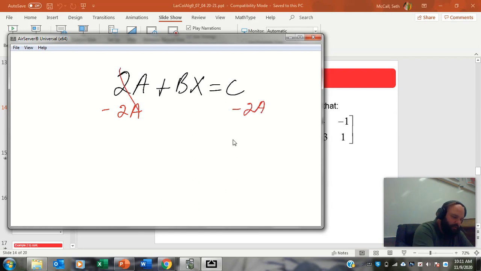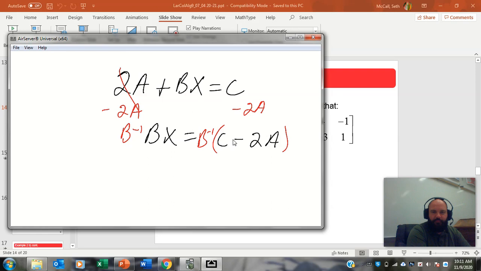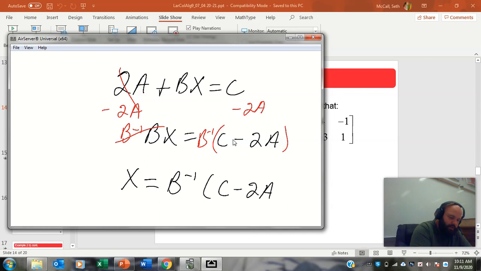That cancels. So we are left with bx equals c minus 2a. And now I need to get rid of this b that is still on the x. So I'm going to multiply it by b inverse, and then I'm going to multiply this thing by b inverse. Notice again, the b inverse is on the left of both parts of the equation. So the b times b inverse goes away, and we're simply left with x equals b inverse times c minus 2a. And so this right here is going to be what we type into our graphing calculator.